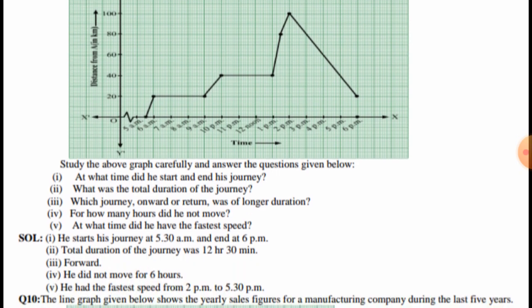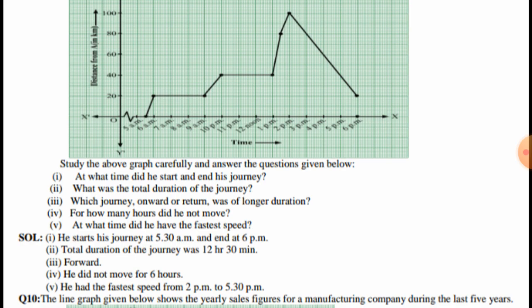In question number 9, a man starts his journey by car from his location A and comes back. The graph given below shows the position at different times. Now by watching this graph we have to tell these answers. First part: at what time did he start and end his journey? So we can say he started his journey at 5:30 a.m. and ended at 6 p.m.